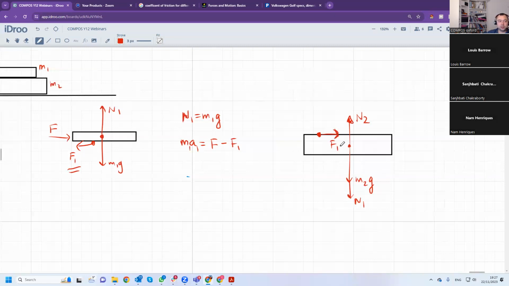Okay, so we can write that N2 is equal to N1 plus M2G. Kind of useless information for us because we're not looking for N1 or N2. M2A2 is equal to F1.